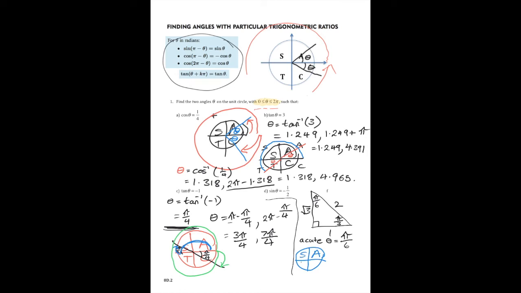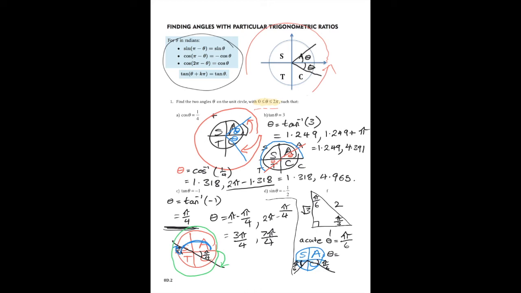Unit circle. A, S, T, C. What quadrants can I be in? C and T, is that right? Yes, it is, because sine is negative. Sine is negative here and here. And these angles in here are pi on 6 and pi on 6. So what is theta in terms of pi on 6? Can anyone tell me the first one? Who can tell me the first one?